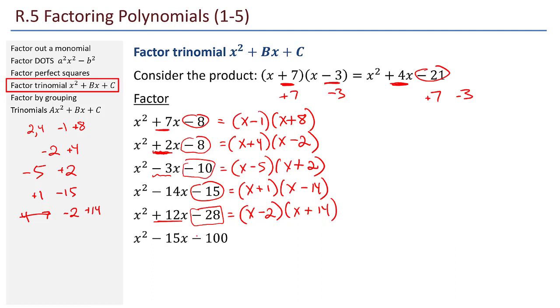Okay, last one. Negative 100. And somehow I need to get a negative 15. So 2 and 50. No, that's not going to work. 4 and 25. I can't add or subtract 4 and 25 to get 15. 5 and 20, maybe that works. That works. I need negative 15, which means I probably want negative 20 plus 5. So the factorization, x plus 5, x minus 20.